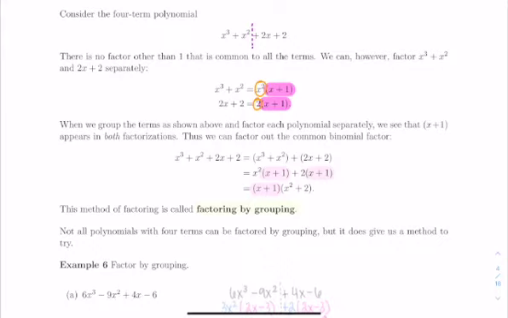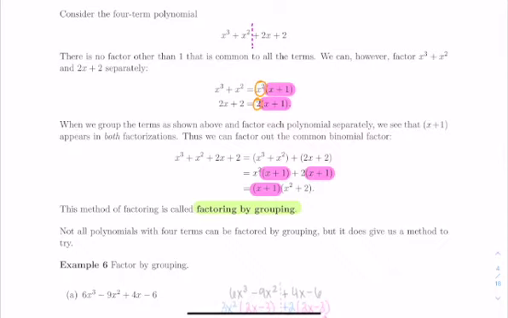When we group the terms as shown above and factor out each polynomial separately, we see that x plus 1 appears in both factorizations. Thus, we can factor out the common binomial factor, x plus 1, which goes up front because that's what they had in common, and then whatever's left over is what goes in the second set of parentheses. And this method of factoring is called factoring by grouping. Not all polynomials with 4 terms can be factored by grouping, but it does give us a method to try.